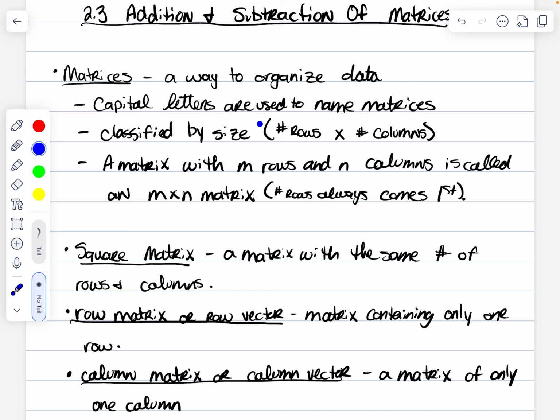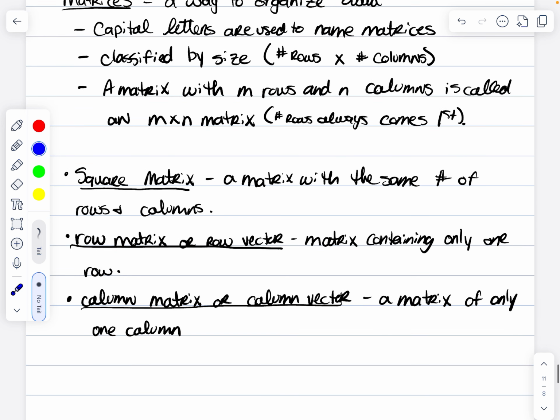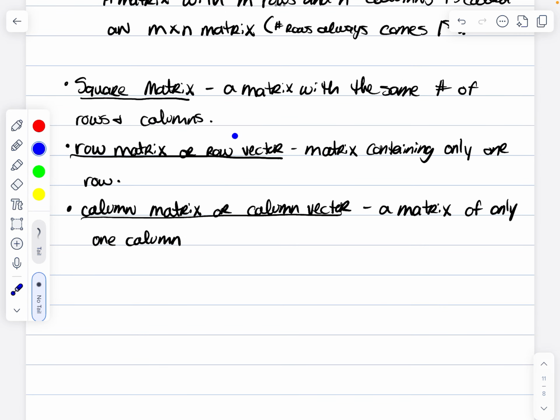And they're classified by their size: the number of rows, we say, by the number of columns. A matrix with m rows and n columns is called an m by n matrix. The number of rows always comes first. A square matrix is a matrix with the same number of rows and columns. A row matrix, or row vector, is a matrix containing only one row. A column matrix, or column vector, is a matrix of only one column. So let me give you a few examples here.